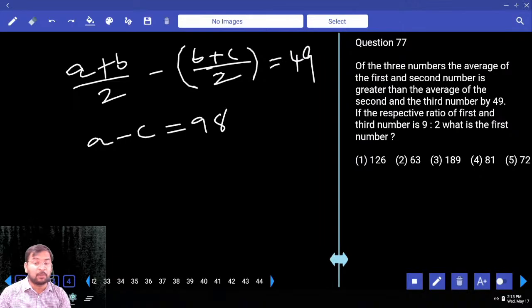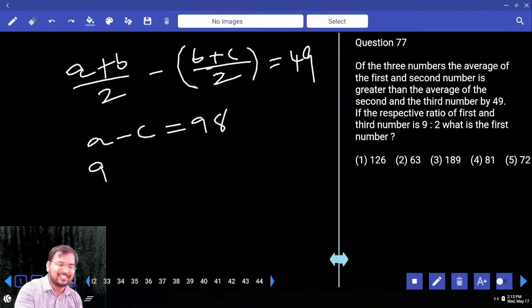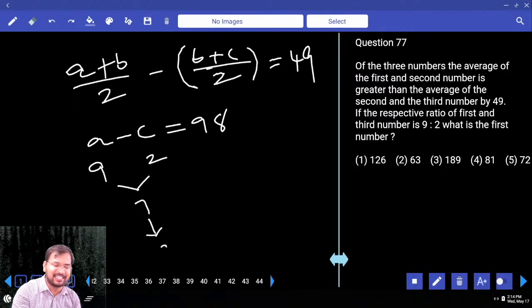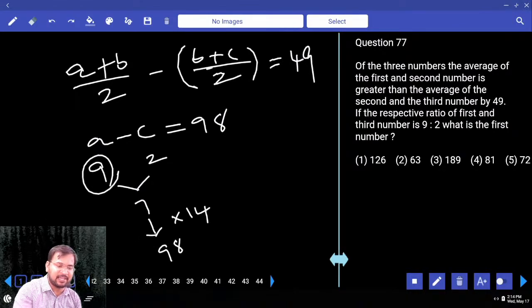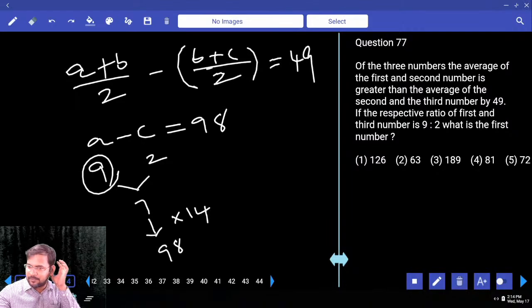Now they have given the ratio of the first number and third number. The first number is 9 parts, the third number is 2 parts, and the difference is 7 parts. 7 parts is 98, so each part is 14. They are asking for the first number. The first number is 9 parts, so 9 times 14.